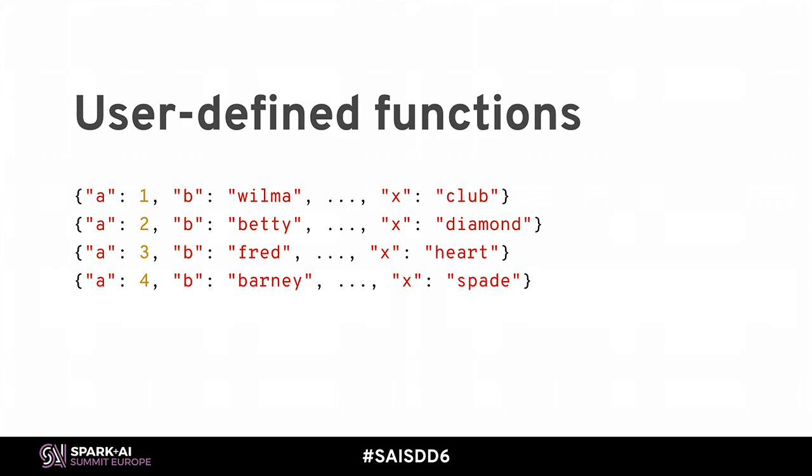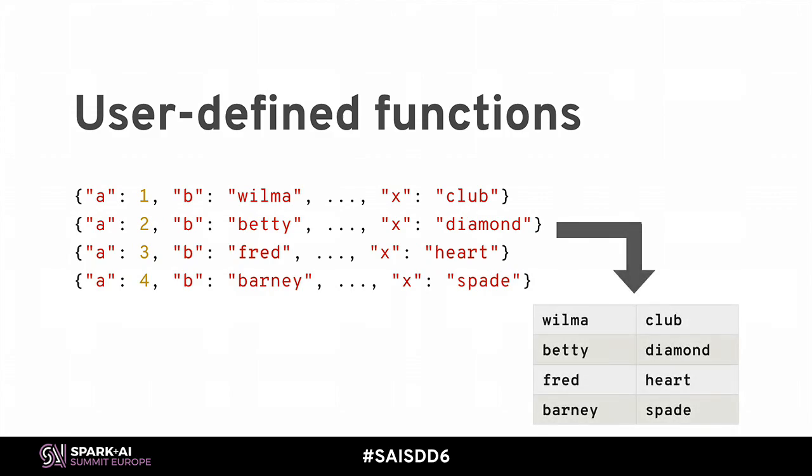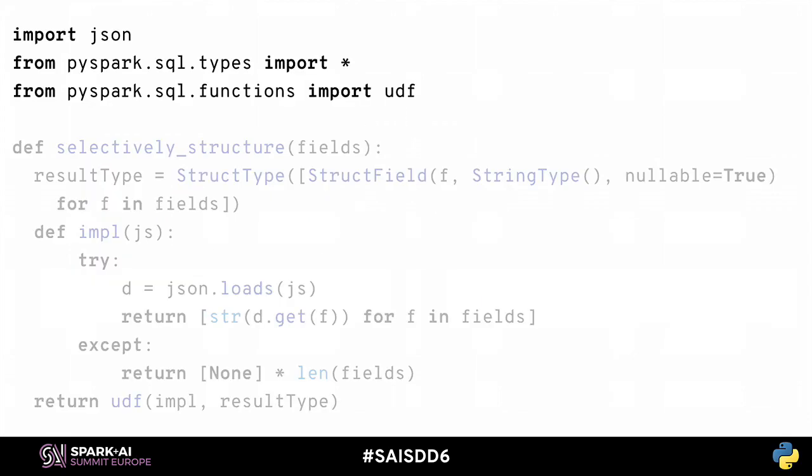Of course, you aren't always writing functions that operate on entire data frames. Often you're writing functions that operate on a single row. User-defined functions are an important thing to have in libraries. In this case, we might want a function that takes out some subset of the fields of a structure and returns those. And this is pretty easy to do with data frame user-defined functions.